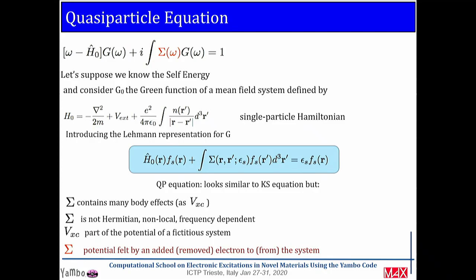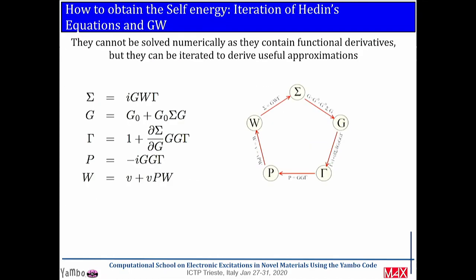The self-energy is not Hermitian, is non-local, and is energy dependent, so this complicates a lot the solution of the equations. And then, as highlighted by Andrea, here the eigenfunctions are not normal, and the energies are complex, so it's much harder than a density functional theory calculation.